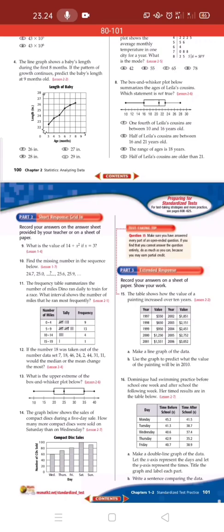A. Make a double line graph of the data. Let the x-axis represent the days and let the y-axis represent the times. Title the graph and label each part. B. Write a sentence comparing the data.